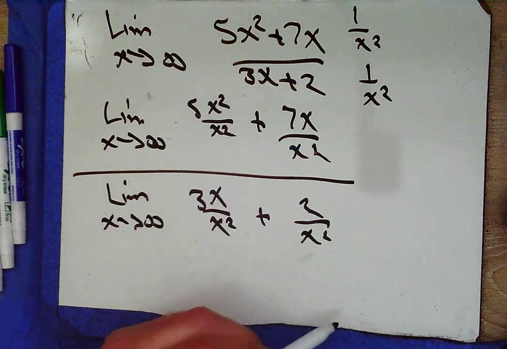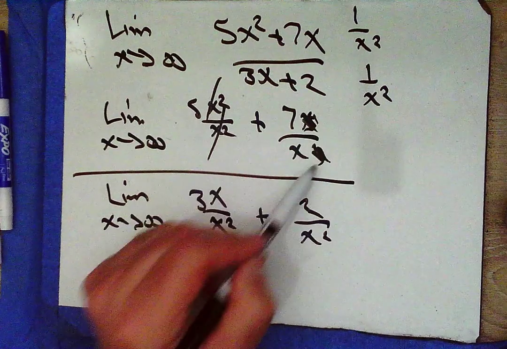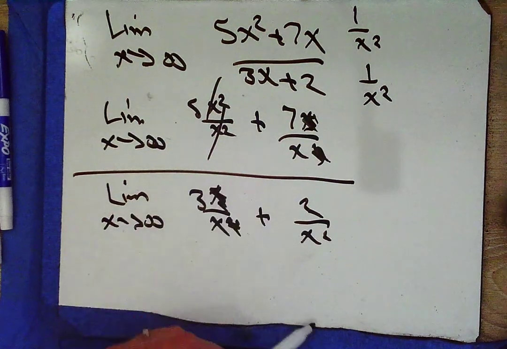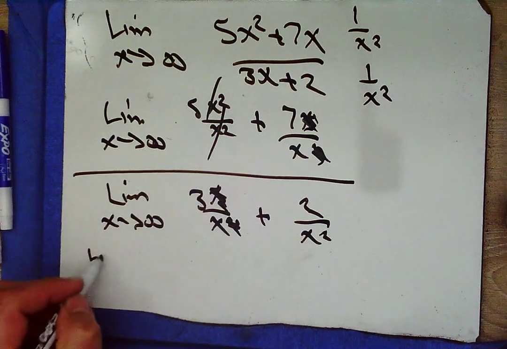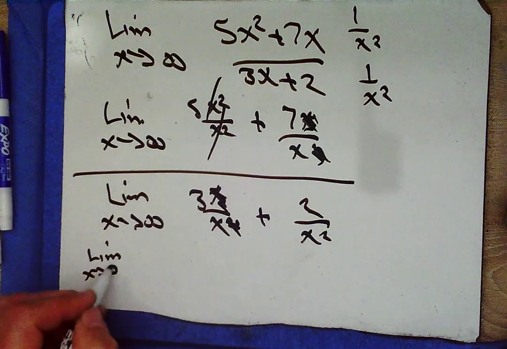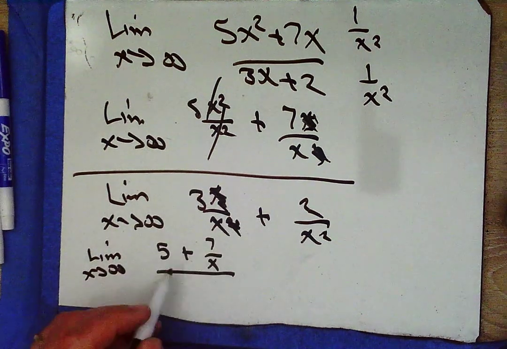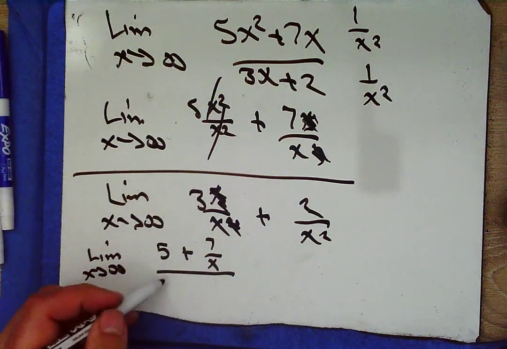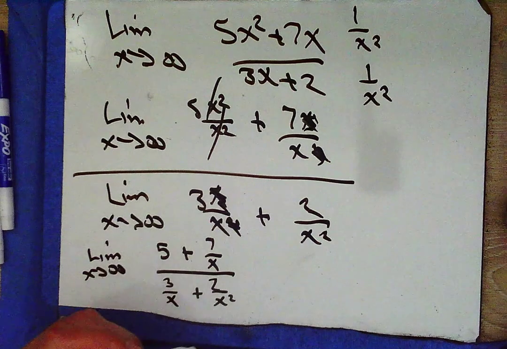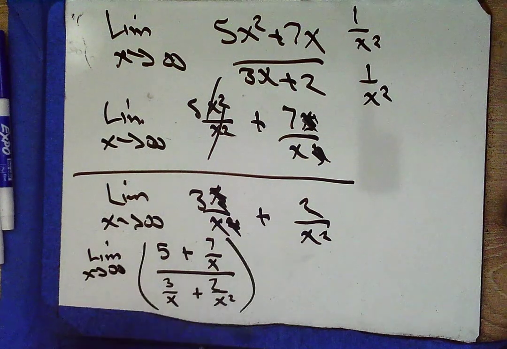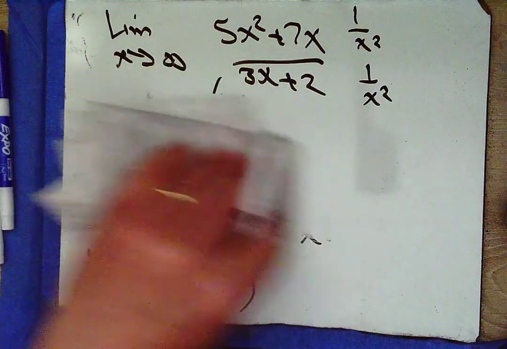So is there any simplifying we can do here? Sure, we can cancel these out. We can take this one with one of those, this one with one of those, and no canceling here. So now I'm looking at the limit as x heads to infinity of 5 plus 7 over x. And then on the bottom, we've got 3 over x plus 2 over x squared. Okay, so what's that getting me? Well, let's have some more space.